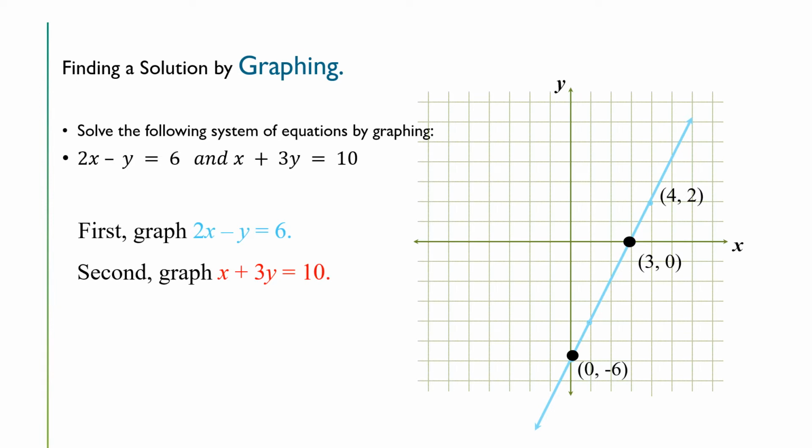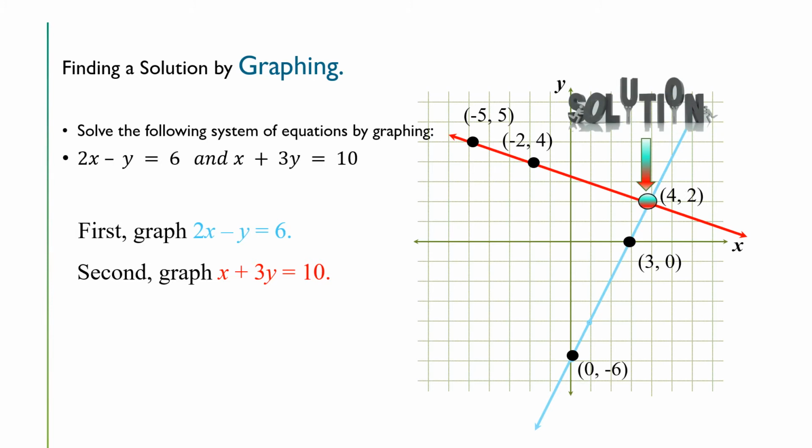Now we're going to graph x plus 3y equals 10. So I took 2 random points other than the intercepts, plugged the x coordinate into x plus 3y equals 10, and solved for y. Now where the 2 lines intersect, that's going to be the solution to my system, which is (4, 2). So the solution to that system is (4, 2).